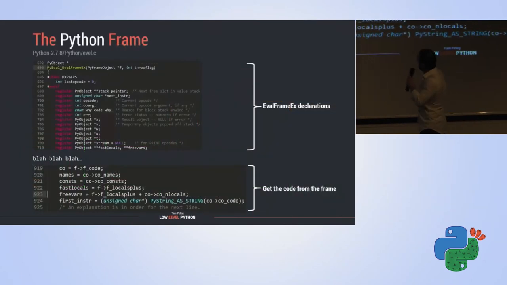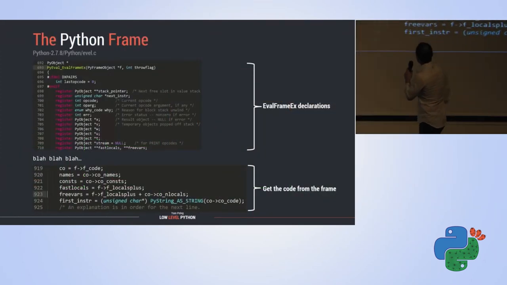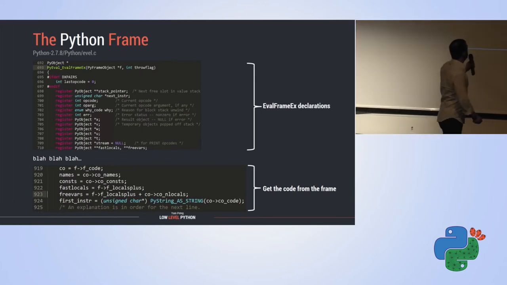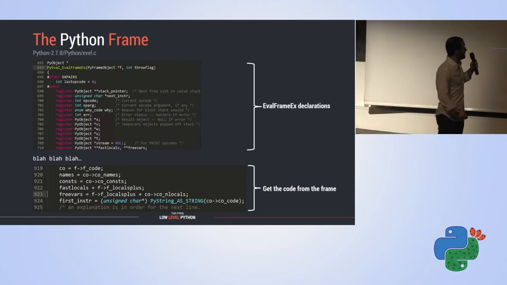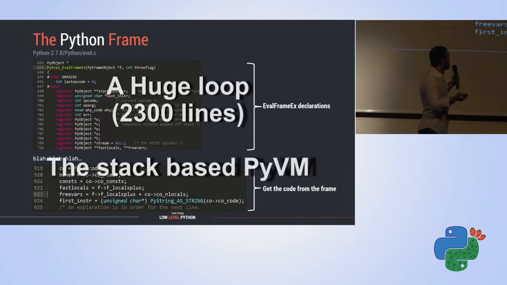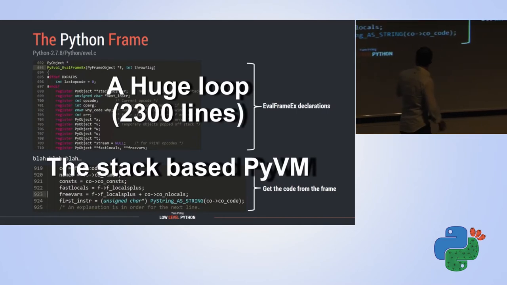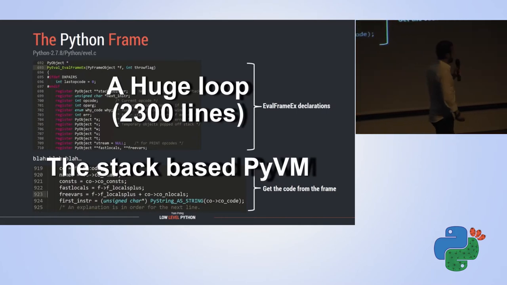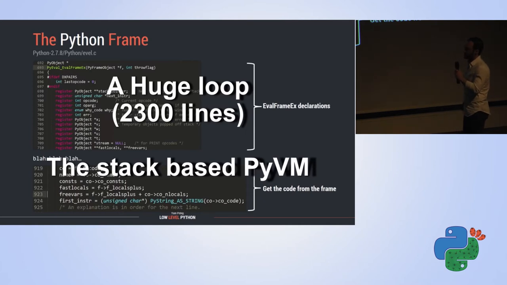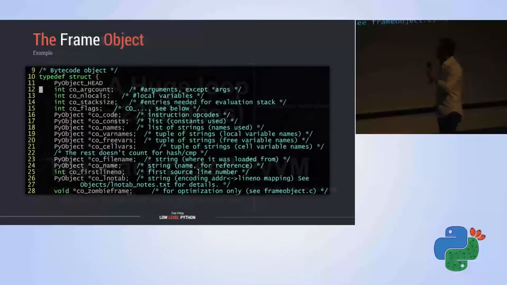All right. Again, ceval.c has a function called PyEval_EvalFrameEx. It's like a huge file. This is the biggest loop in the Python sources, and this is the implementation of the stack-based PyVM that is actually running your code. So anyone interested, dive into that.